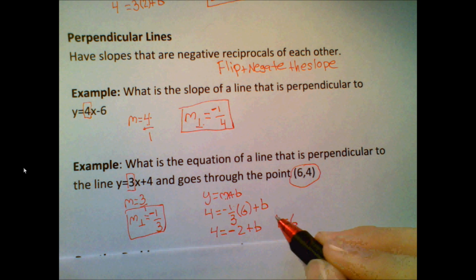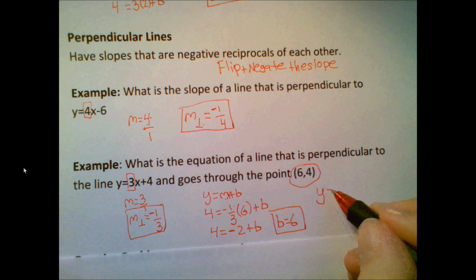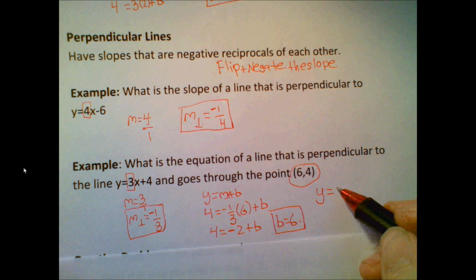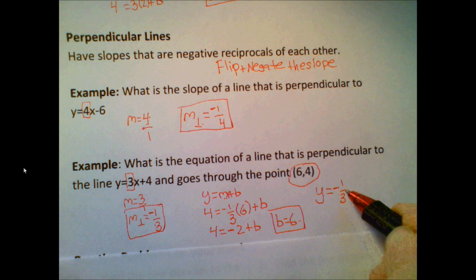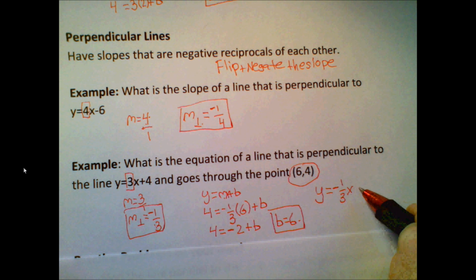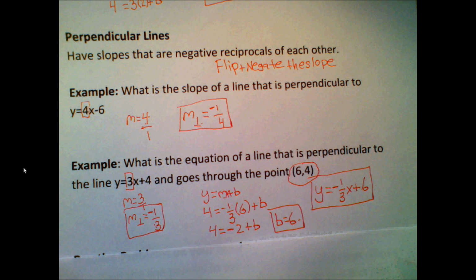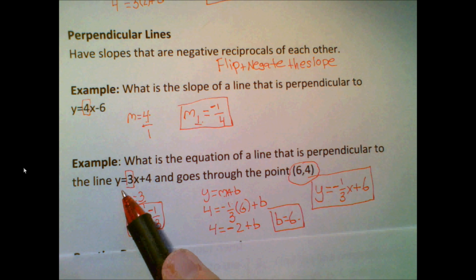So remember, now we take the equation y equals mx plus b, replace our m value of negative 1/3 and our b value of 6, and our equation is y equals negative 1/3 x plus 6. And so this line is going to be perpendicular to the original line, but going through this point.